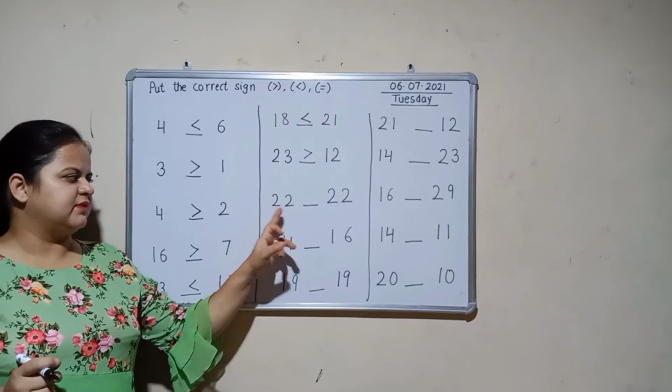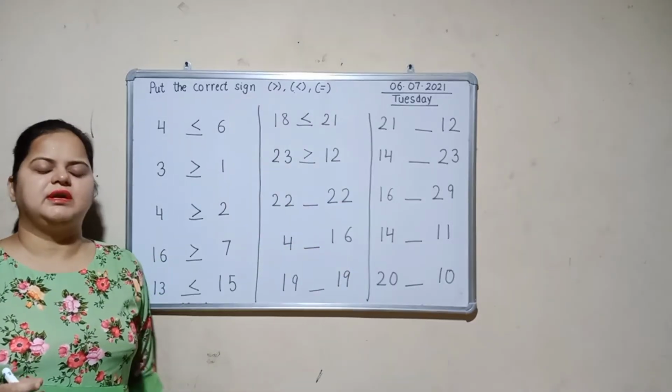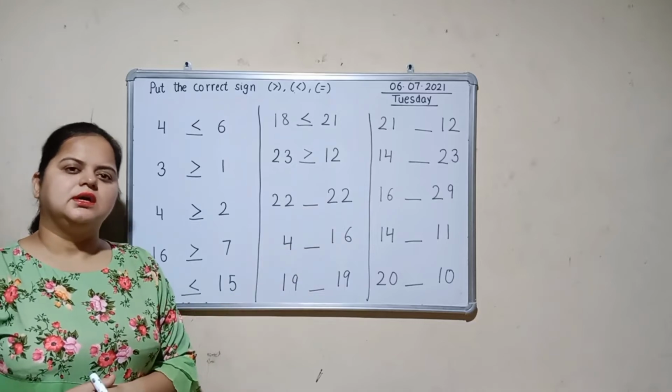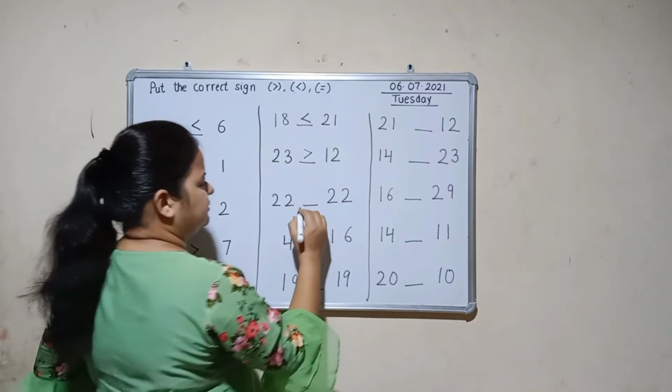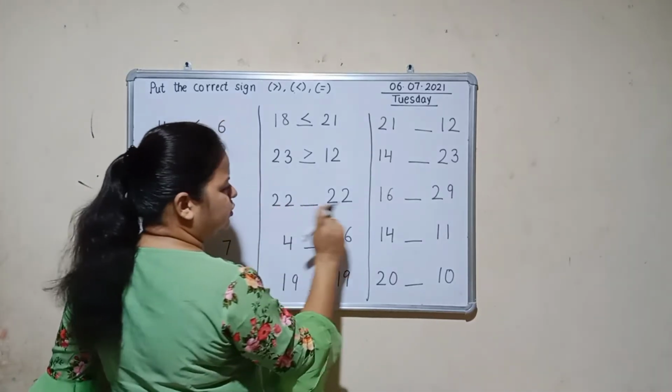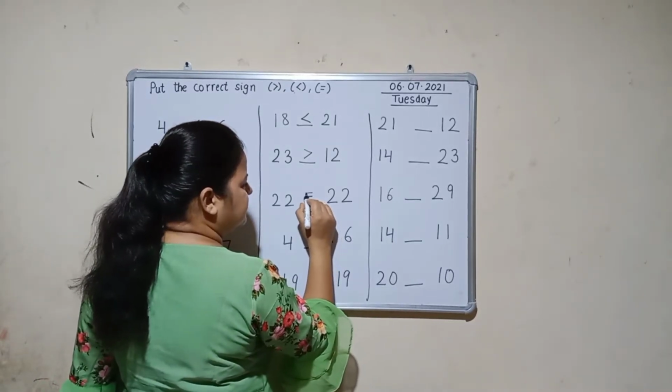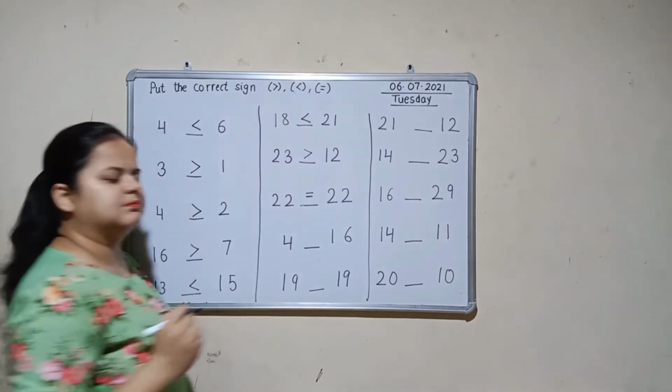The next is 22 and 22. Both are same, means equal. When we have two numbers and both are same, then we will make a sign of equal like this.